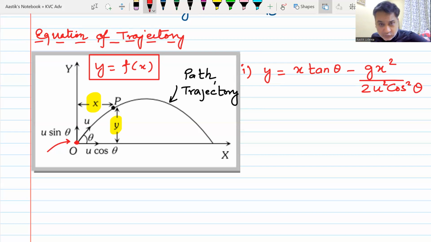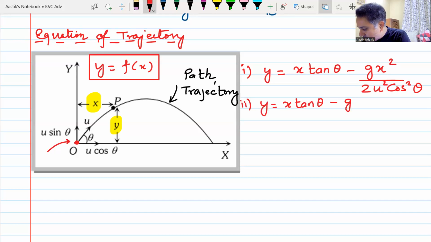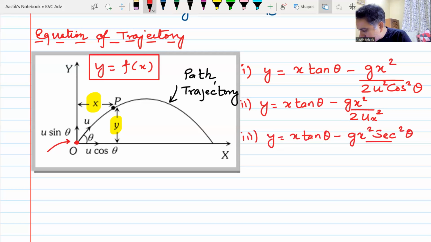Now remember, the more ways in which you can remember this form, the better it is for you. So now I will write it in the second way. What is the second way of writing the same equation? y is equal to x tan theta minus g x square by 2 times u x square. Do we understand? Yes, sir. The third way of writing the same thing is y is equal to x tan theta minus g x squared sec square theta by 2 u square.